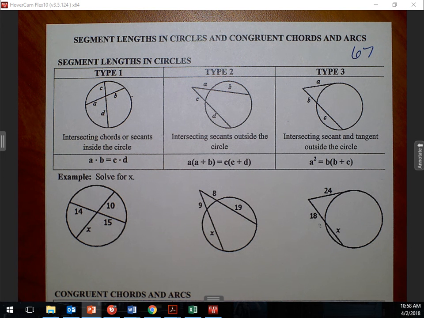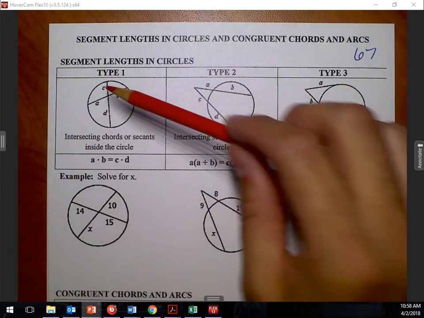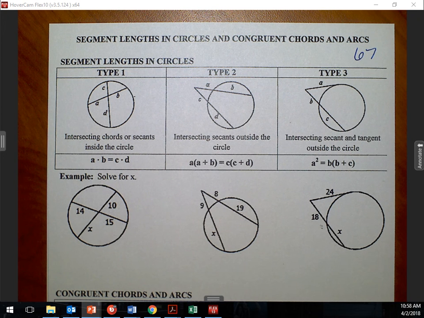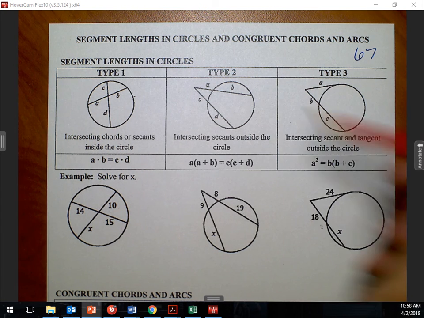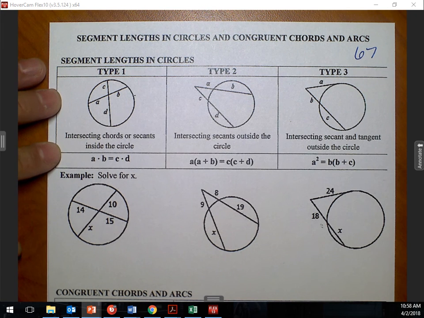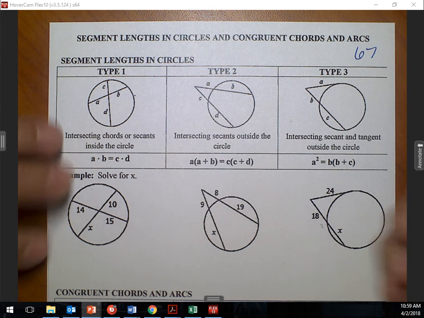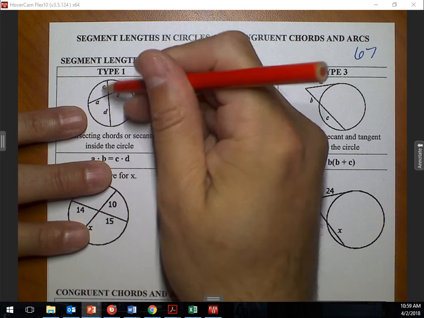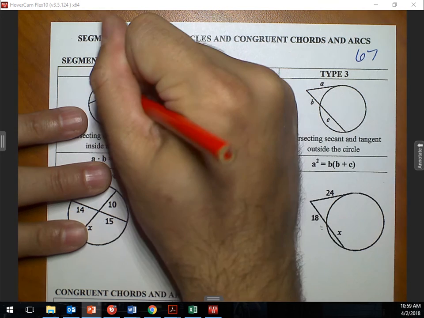So this right here, starting with my first one, these are two chords. Okay? So chords or secants, they're inside. If you notice, they're crossing right here on the inside. We're identifying that we're crossing on the inside. So I'm going to use my colors to identify the different pieces. Now, I don't want to do it like this. I want to do V's.